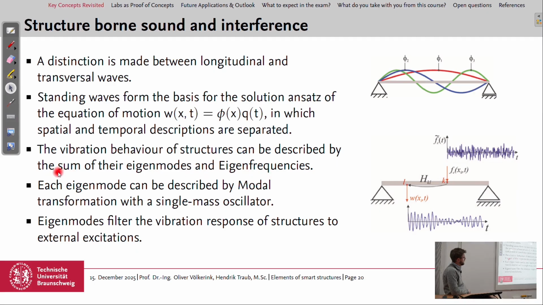And by modal transformation, we can have each eigenmode described by a single mass oscillator and sum them up to model the overall behavior of the structure. And also eigenmodes act as a filter on the vibration response. So even if we have a broadband signal exciting or disturbing the structure, not all eigenmodes are excited.